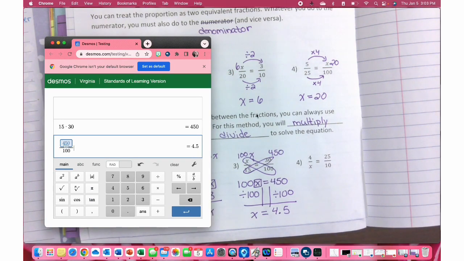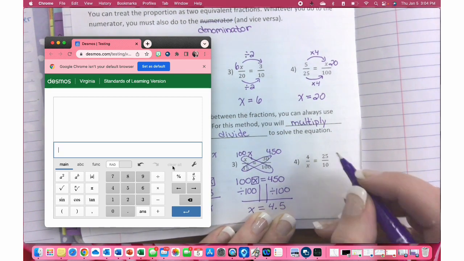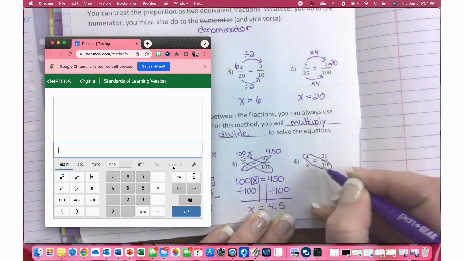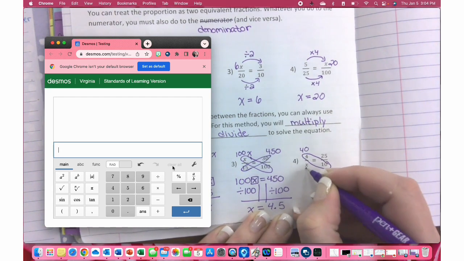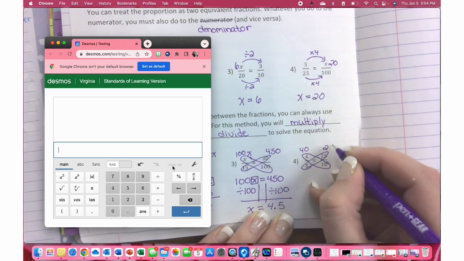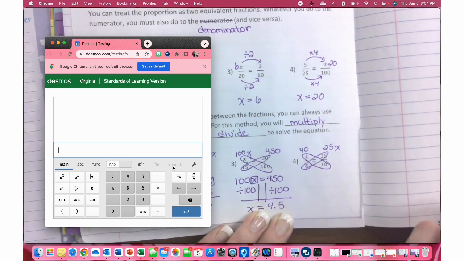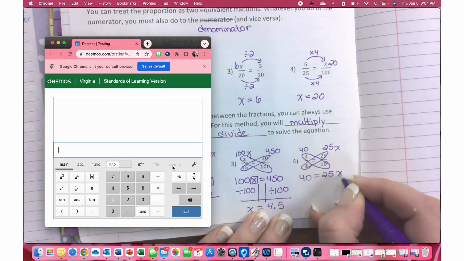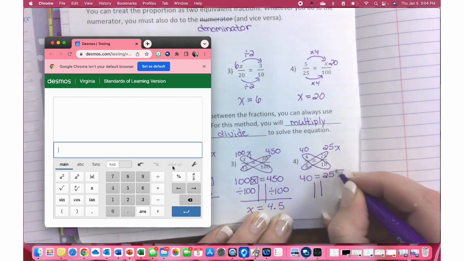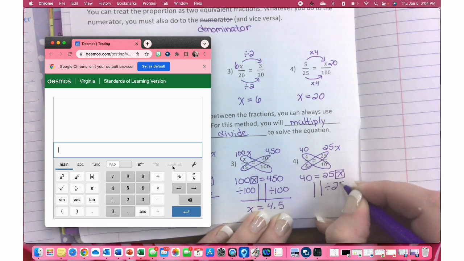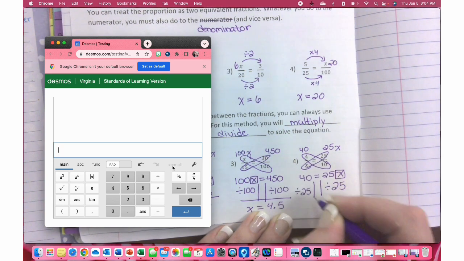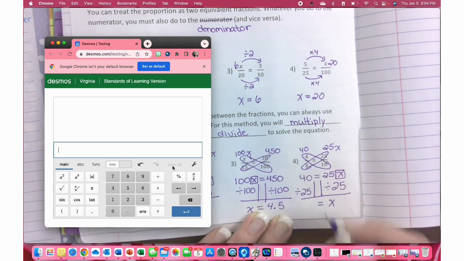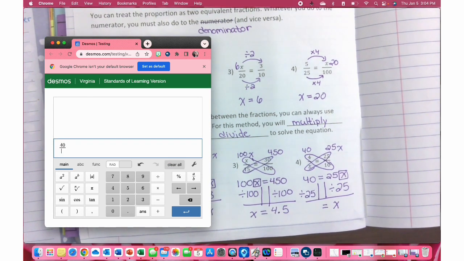And last, in number 4. No way to easily turn a 4 into a 25, so I'm going to cross multiply. 10 times 4 would give me 40, and x times 25 is 25x. I set my cross products equal, so 40 equals 25x. To get the x by itself, I would divide by 25 on both sides. On the right side, I get x by itself. On the left, I would have 40 divided by 25, which is 1.6.